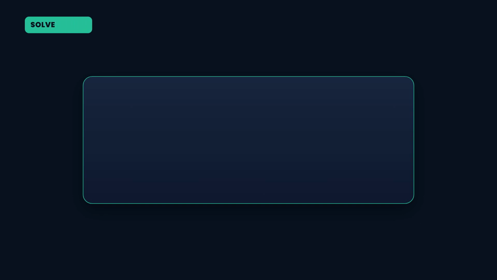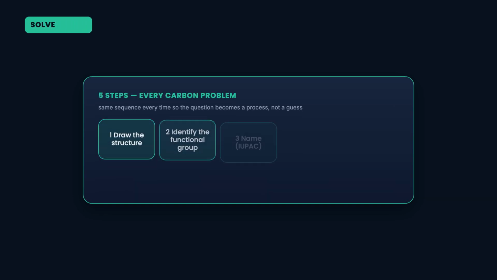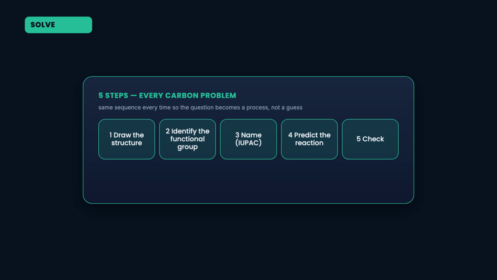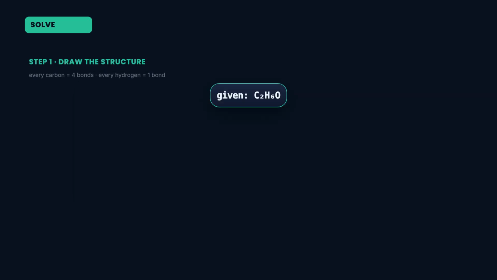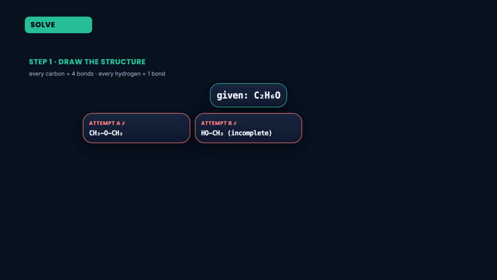Before the questions. Here is how to actually solve any carbon problem on the board. 5 steps. The same 5 every time. Step 1. Draw the structure. Always. Every carbon makes 4 bonds. Every hydrogen makes 1. If the formula has 2 carbons, 6 hydrogens, and 1 oxygen, sketch them out and figure out where the oxygen fits.